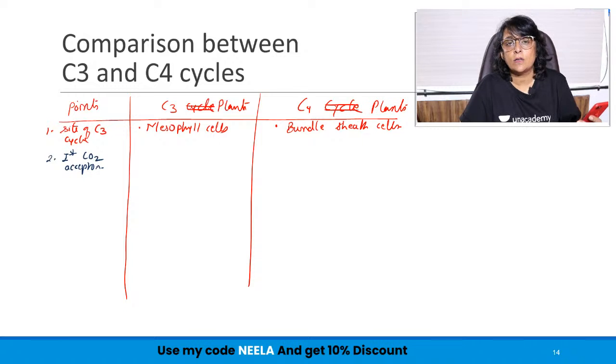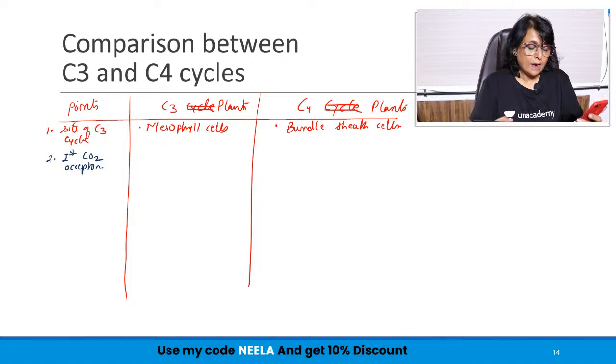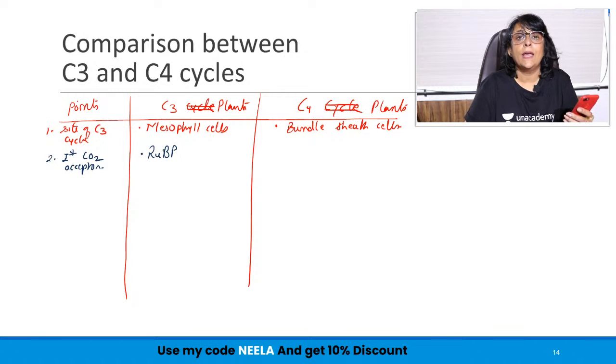Now answer this question. First, carbon dioxide acceptor in C3 plants. Which is that molecule that accepts carbon dioxide for the first time? C3 plants that we are talking of. And then we will take in C4. Rahul says RuBP. Very good. So in C3 plants, in mesophyll cells, ribulose bisphosphate is the molecule which accepts carbon dioxide. And Reshma also gives the same answer.